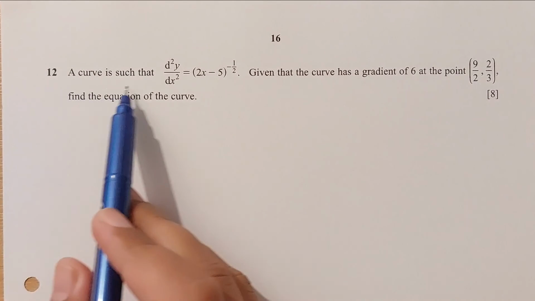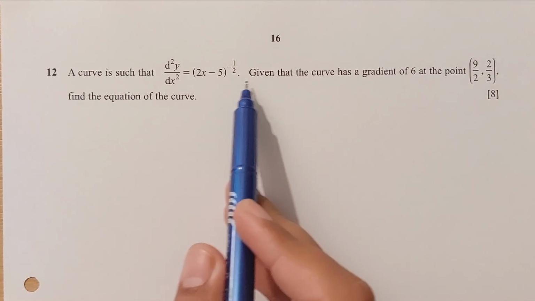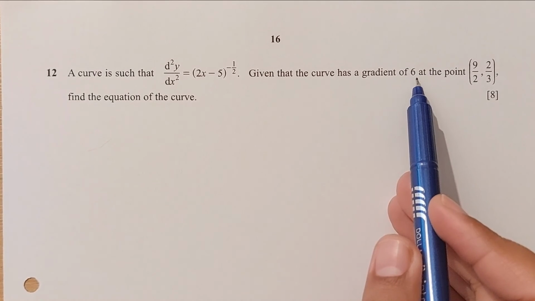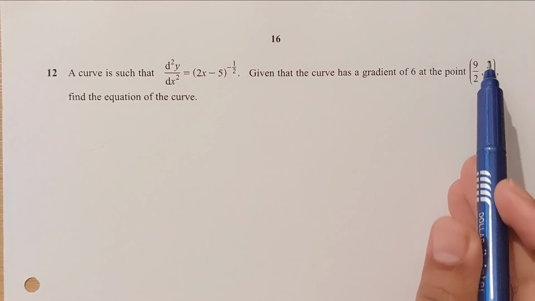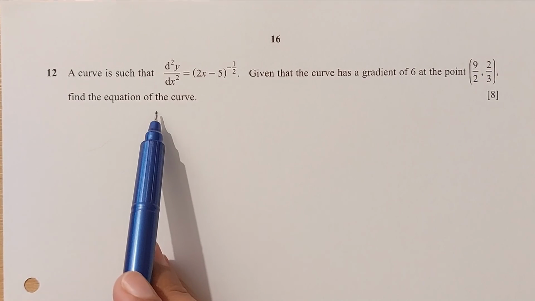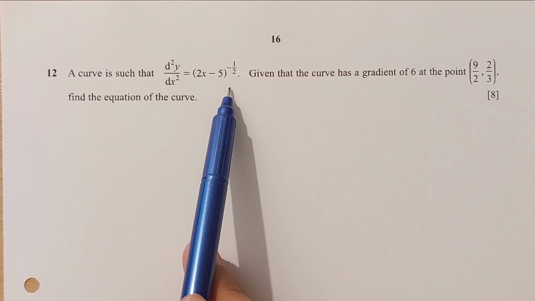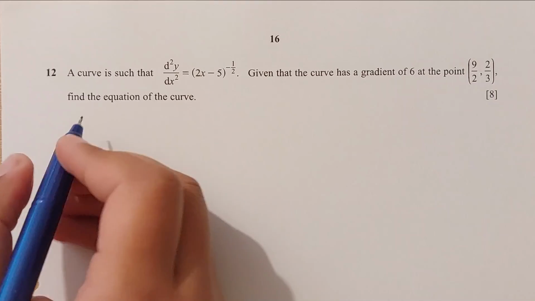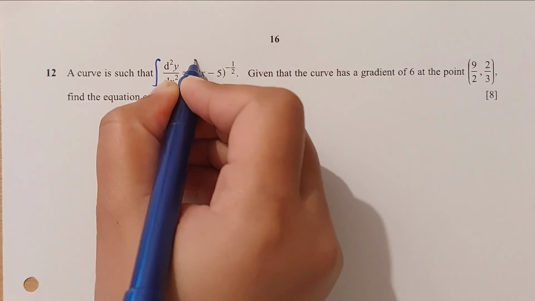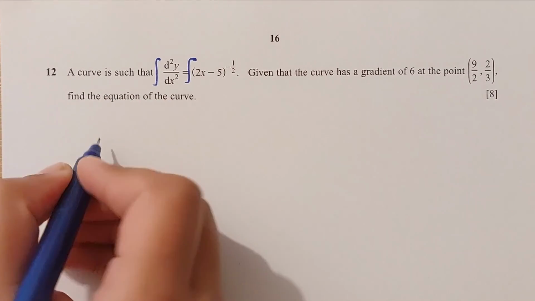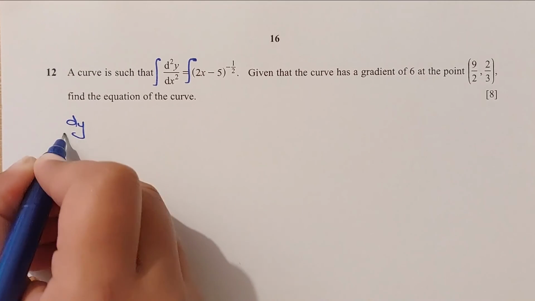Question number 12. A curve is such that its second derivative is this. Given that the curve has a gradient of 6 at the point (9/2, 2/3), find the equation of the curve. So we have to find the y value, so we have to integrate it twice, right? So let me do the integration on both sides. Okay, so this is dy over dx.